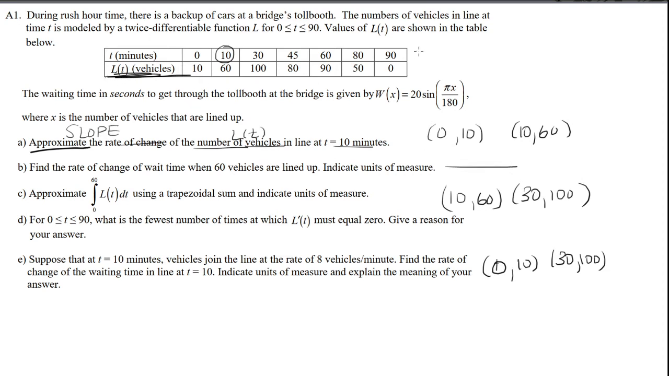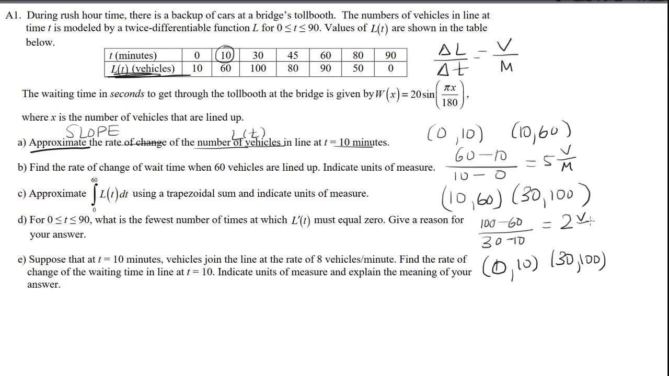So this slope is going to be delta L over delta T, where the number of vehicles is V and time is in minutes. We subtract the number of vehicles over time, and we get 5 vehicles per minute. Same thing here, we get 2 vehicles per minute. And the last one gives us 3 vehicles per minute. So any of these 3 answers is acceptable for part A.